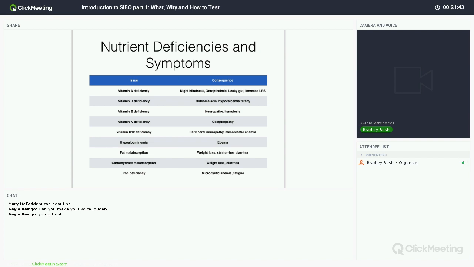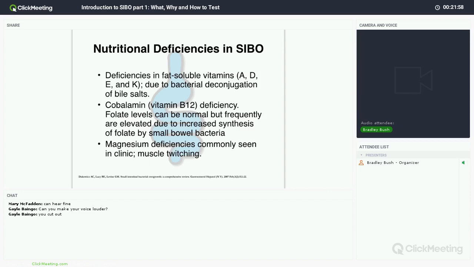Fat malabsorption, carbohydrate malabsorption, and iron deficiency. There is so much iron deficiency in this country still. No matter how rich and wonderful we are, how diverse our diets supposedly should be, we still have a huge amount of microcytic anemia, oftentimes masked because of our macrocytic anemias.